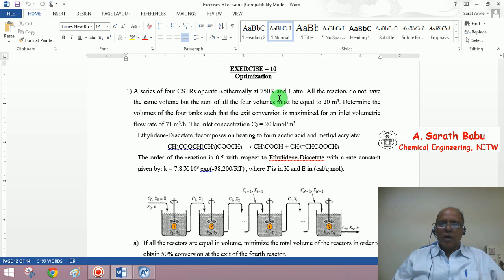Now you can see four reactors are operating in series. The reaction is being conducted in them. It is given as half order with appropriate kinetics. The sum of the four reactor volumes must be equal to 20 meter cube, but the reactors need not have the same volume. So you are required to maximize the exit conversion for an inlet volumetric flow rate, right? So you may be able to vary the volumes such that the conversion is maximized at the exit. Now let us go ahead with this problem.